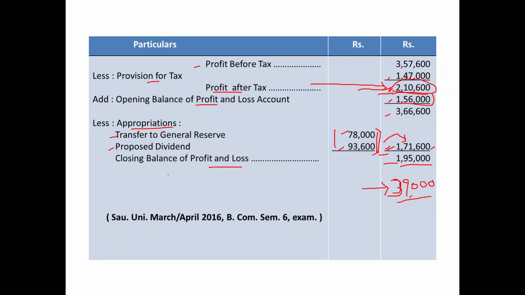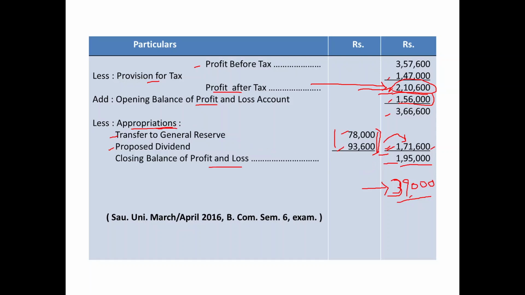हम लास्ट एंट्री से शुरू करेंगे, बॉटम से शुरू करेंगे और चलते चलते टॉप तक पहुंचेंगे इस प्रॉफिट एंड लॉस अकाउंट के। Let us start it. Closing balance of profit and loss account 1,95,000. We already saw it in the balance sheet also.